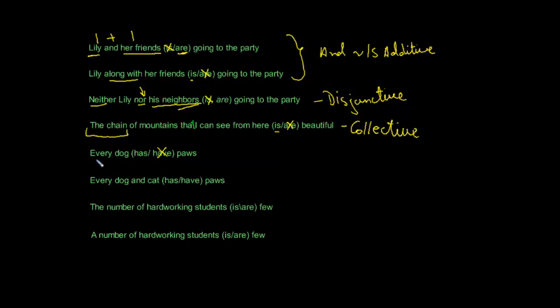With words like every, like in the next one also, every dog and cat has or have paws. Now see, in the first sentence, Lily and her friends, the and is a plus. But if I'm talking about this one, dog and cat, I'm not saying dog and cat have paws. I'm saying every. So I'm still talking about every, not dog and cat. And wherever I use this word every, I get a clue that it is a singular sentence. So again, this is wrong.